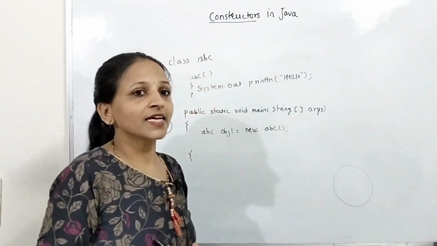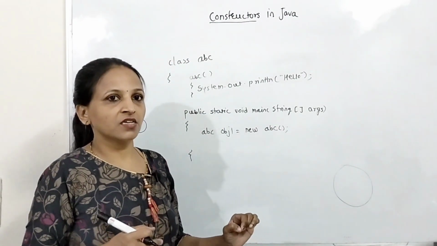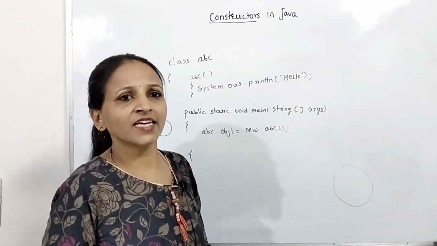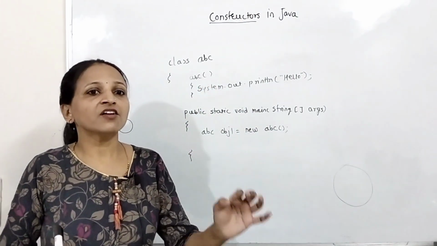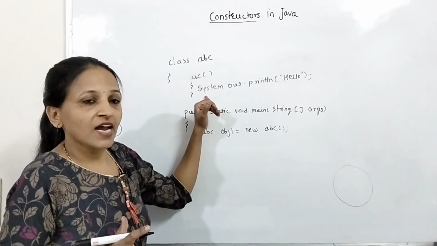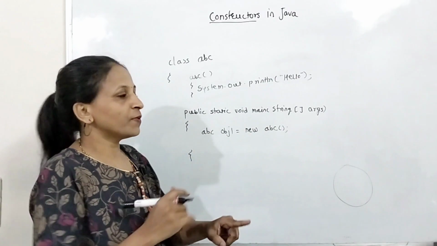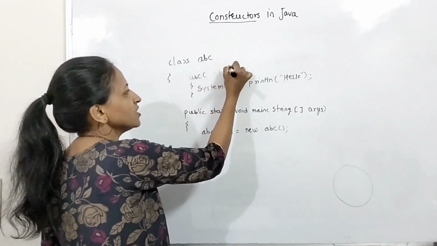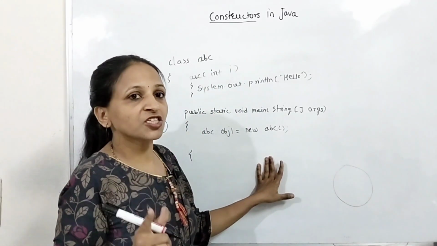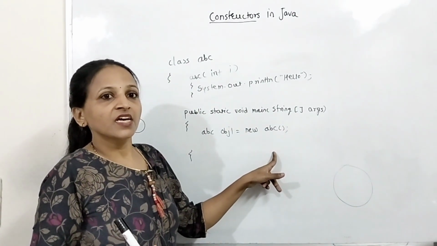If we are not writing any constructor in a class, then only the compiler will provide a default constructor. If we are writing any constructor in a class, whether it is taking any argument or not taking any argument, in all cases the compiler will not provide a default constructor. Now if we have written a no argument constructor in a class, then only we can create an object like this. Suppose this constructor is taking one integer argument, int i, then in this case we cannot create an object like this. There is a compulsion now to pass one integer argument while creating the object. Getting my point?